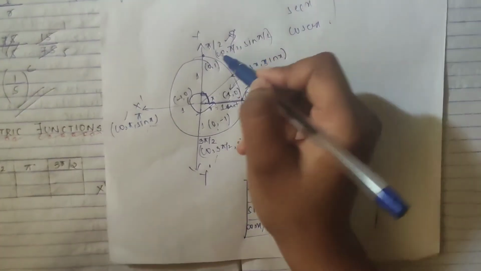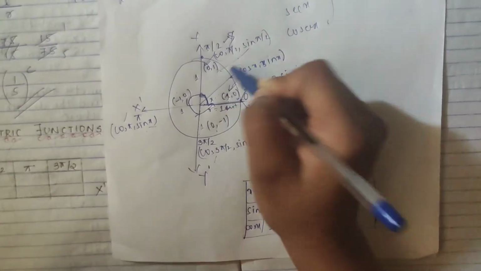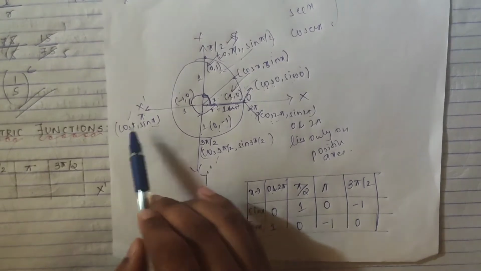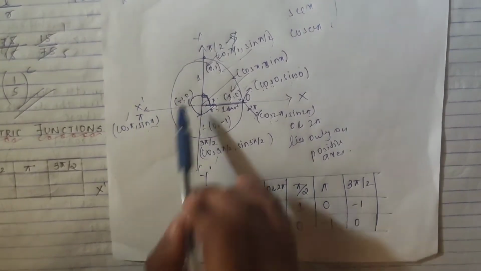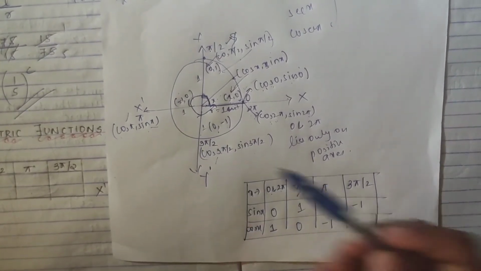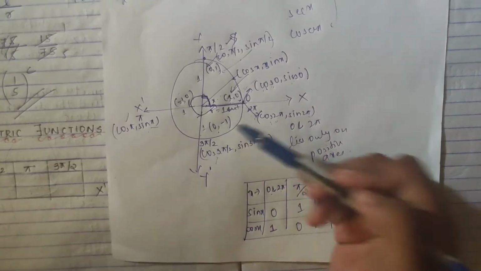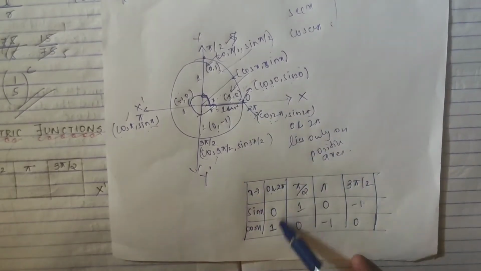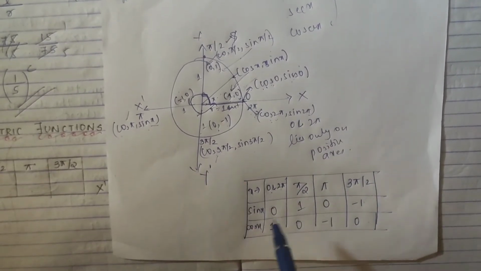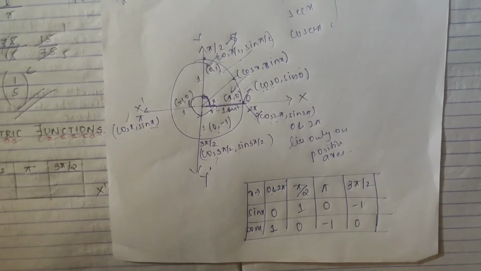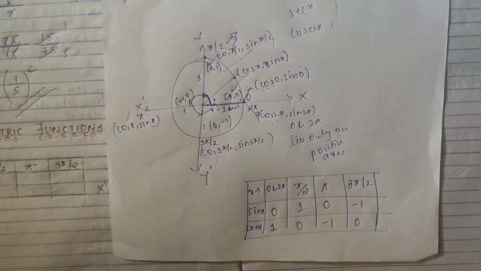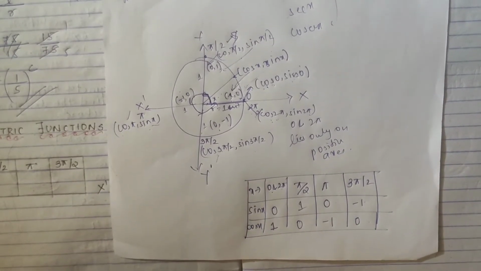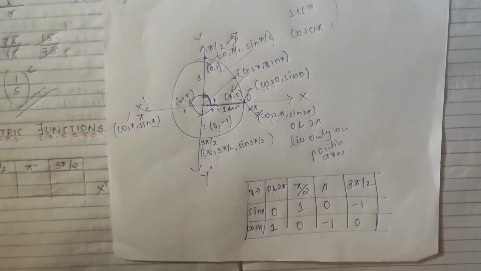And at pi by 2 you can see cos pi by 2 is 0, sin pi by 2 is 1, so 0, 1. At pi, cos pi is minus 1, sin pi is 0. And cos 3 pi by 2 is 0, sin 3 pi by 2 is minus 1. And the same cos 2 pi and sin 2 pi you get the same, okay? Note everything down in your notes. Pause the video to note it down. Just know these angles and how the coordinates have come, no need of going so deep.